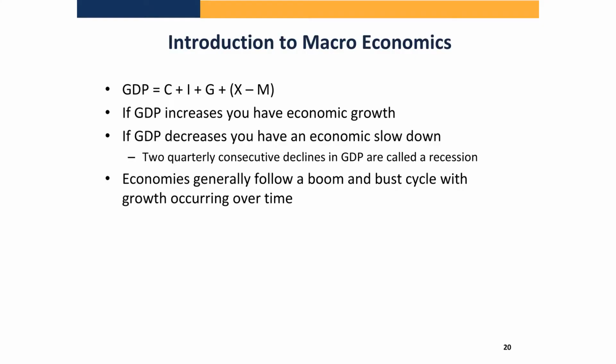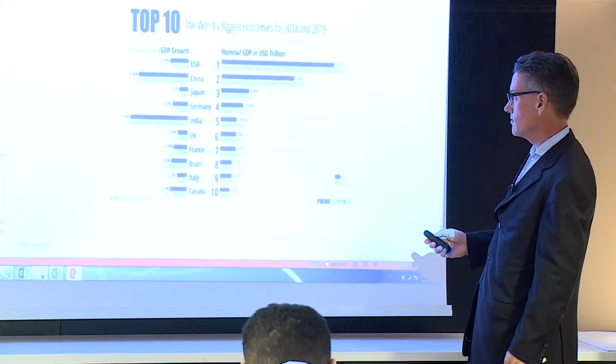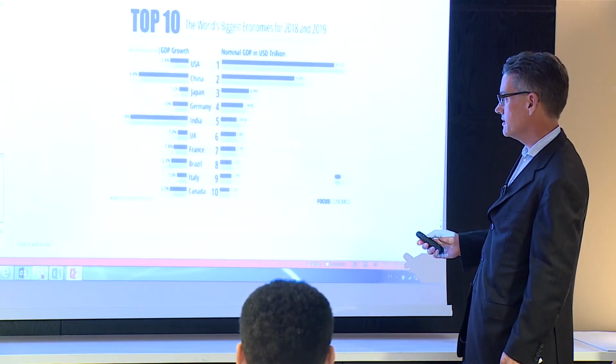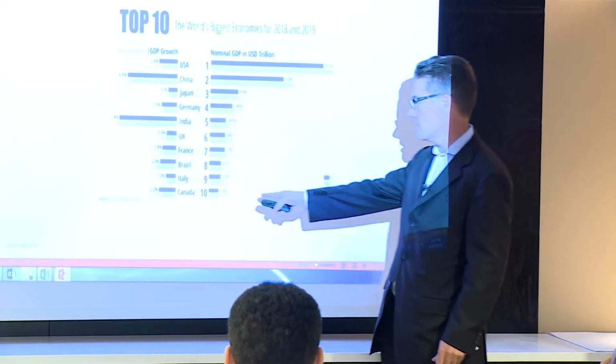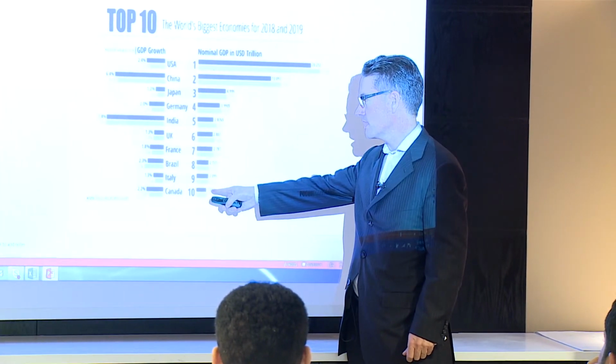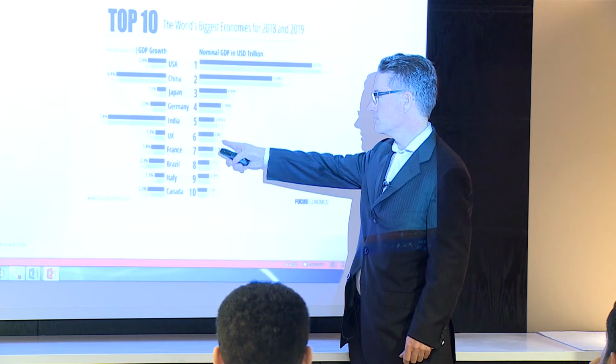Okay. X minus M is exports minus imports. Okay, so this is interesting, you guys, right? So here's Canada down here. Poor little Canada. Italy, Brazil, India.